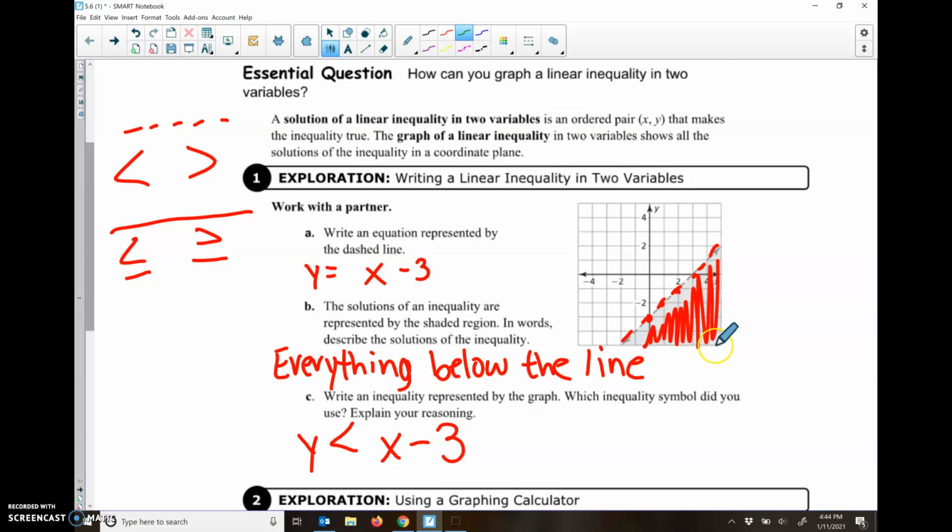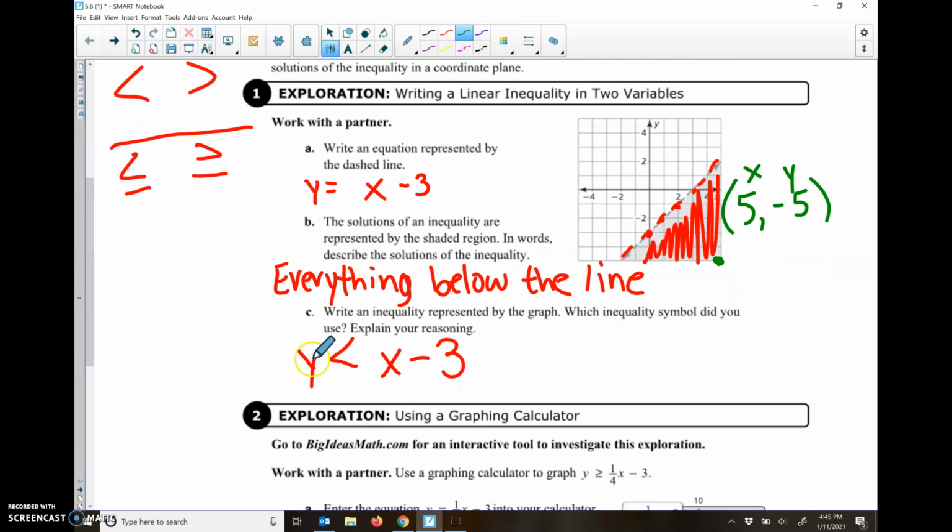So I'll kind of show you what I was talking about before. We're going to test out a point here. So I'll just test out that point, which is 5, -5. So if I put that in for my x and my y, is this equation true? So if I do -5 is less than, and my x is 5, so 5 minus 3. So I have -5 is less than 2. That is a true statement. -5 is less than 2. That's why that part of the graph is shaded.